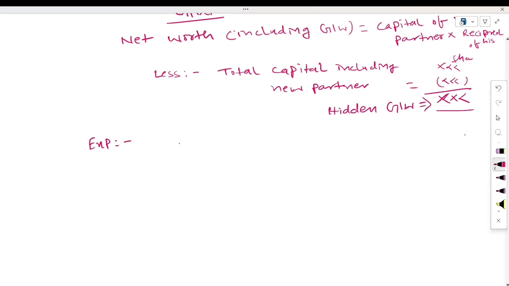Suppose here are two partners, A and B. Their profit sharing ratio is 3:2, and their capital value is: capital of A and B is 1,60,000 and 1 lakh.